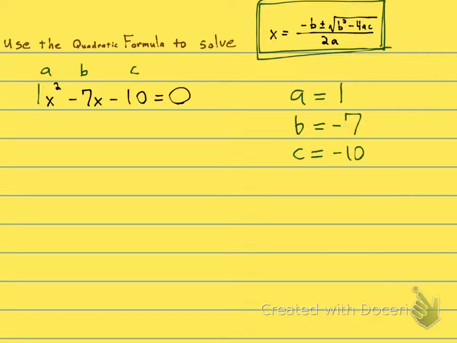And all we have to do is plug them in. So let me write down the quadratic formula. Okay, and if you watch the song, it'll help you remember it. All right, now let's just plug in. So B is -7, B is -7, A is 1, C is -10, and A is 1.